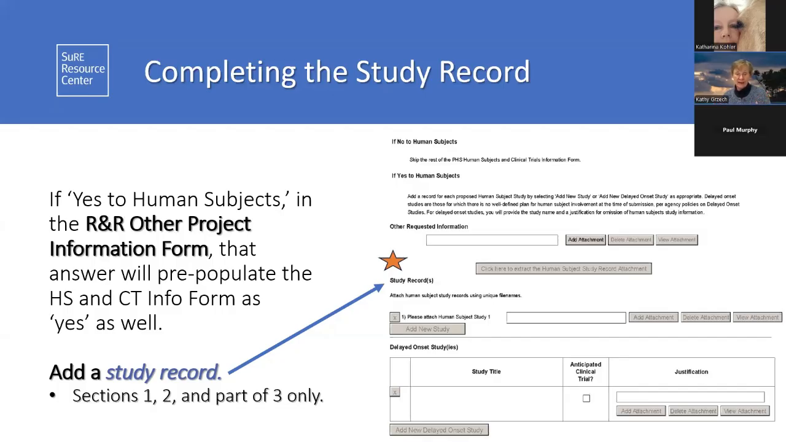And so you are ready to add a study record, remembering that you're only working on sections 1, 2, and part of section 3. Now, the one thing I like to point out to you is that the yes answer on this form came from that other project information form. So if you change that designation in that other form, you could lose any data that you enter here. So you want to be really careful in preparing the form that you don't lose some of your data. So here you see it says, please attach human subject study 1. This does not imply that you have to have more. It's just your starting point.